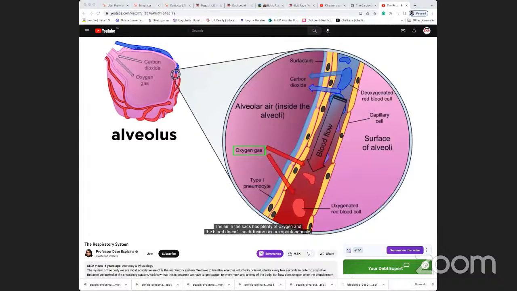The air in the sacs has plenty of oxygen and the blood doesn't, so diffusion occurs spontaneously, and the blood has a good amount of carbon dioxide, and that will diffuse in the opposite direction so that it can be exhaled.